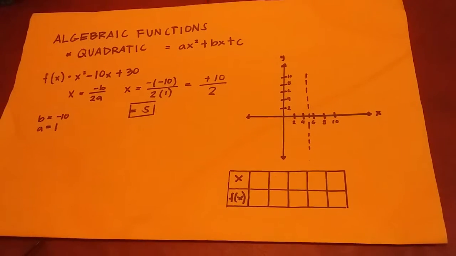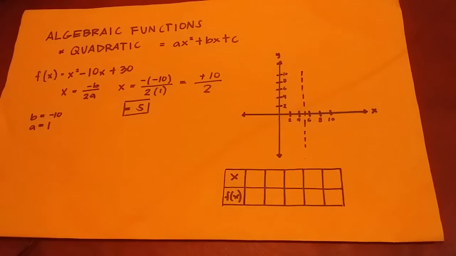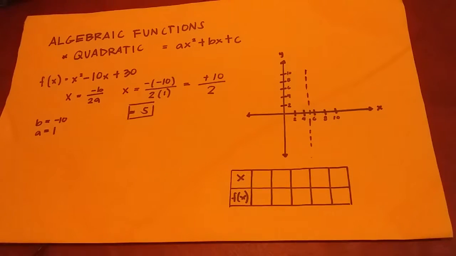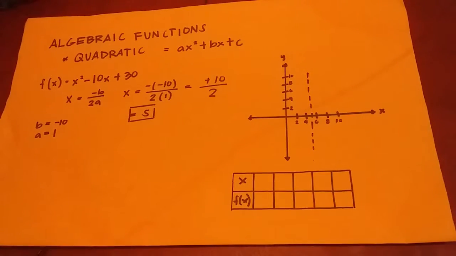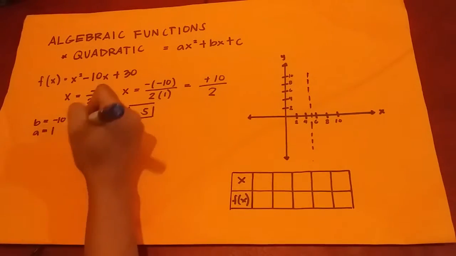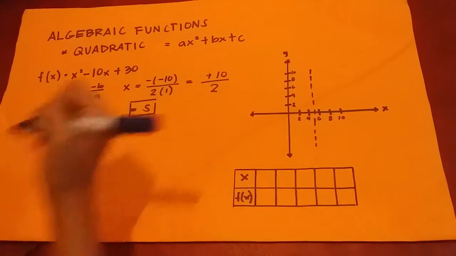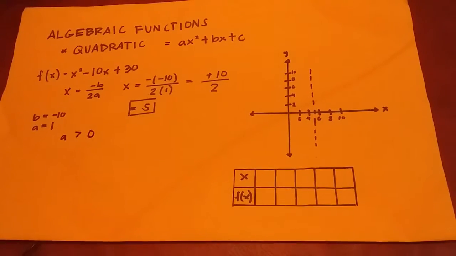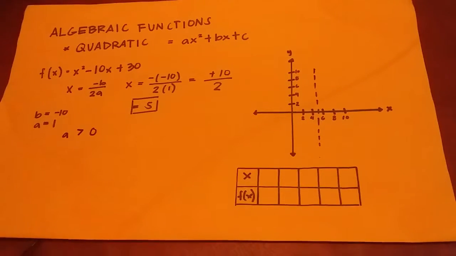Before that, how do we determine if the graph opens up or opens down? First, we need to determine what our a is. Our a in the equation is equal to 1. There's a rule that if a is greater than 0, the graph opens up. So this means that the parabola has a minimum point.